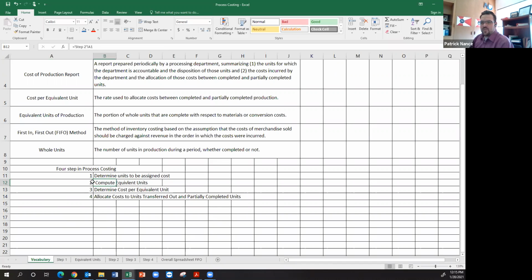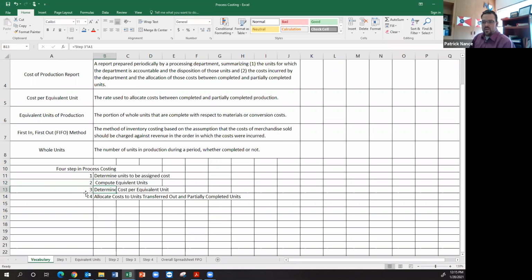But effectively, we're saying, okay, if something was 10% done, then I needed 90% in order to complete it. So rather than saying it that way, we'll take the number of units and multiply it by 90% and say this is the equivalent units of 90% of the units being 100% done. That'll hopefully make more sense when I explain it in the actual video. But computing equivalent units is step 2.